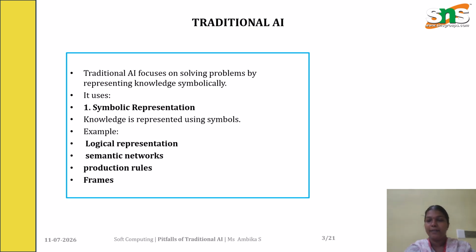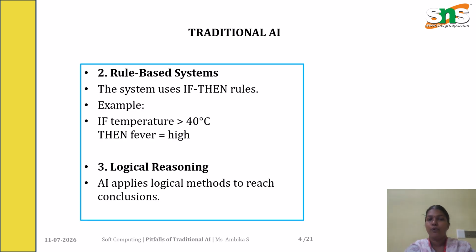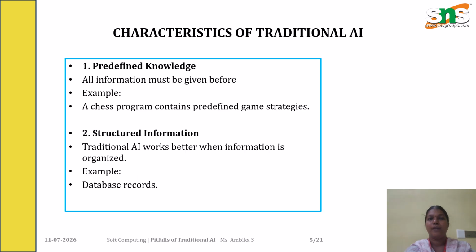Next one is semantic networks, which are indicated by using labeled links. For example, cat is an animal. Next is production rules, which are nothing but if-then rules. Next is frames, where data are stored as structured information. Next is rule-based system. Here the system uses if-then rules. For example, if the temperature is greater than 40 degrees Celsius, then the fever will be high. Next is logical reasoning. Normally the AI applies logical methods in order to reach conclusions.